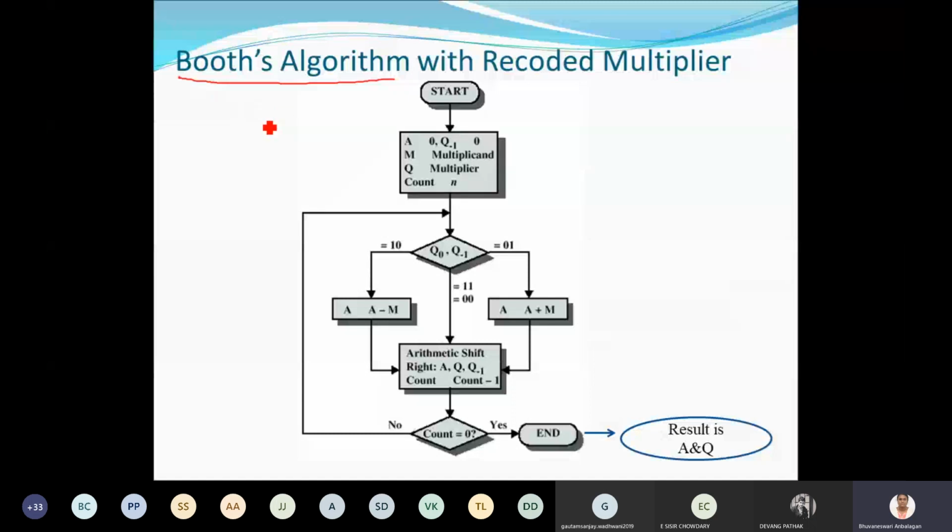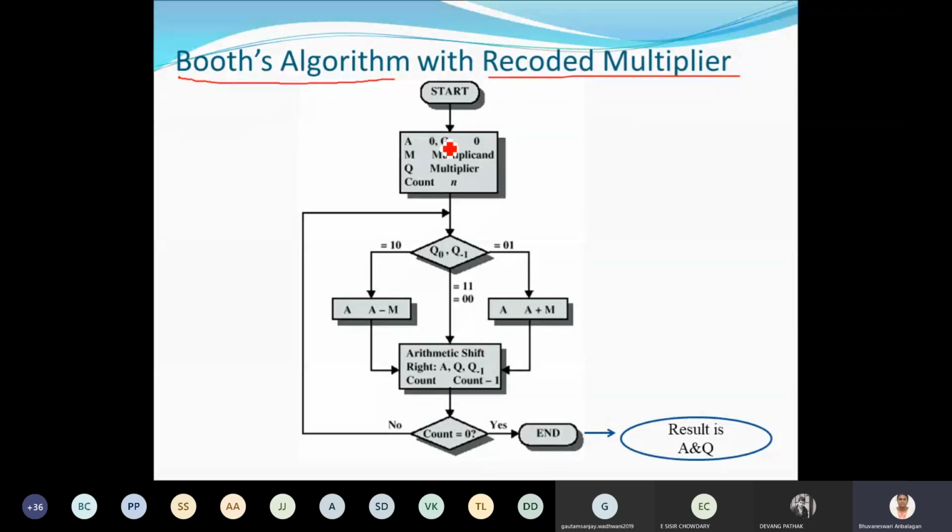We have seen an algorithm which will run only for positive numbers, that is unsigned numbers, that is the normal Booth algorithm. Now we are going to discuss the recoded multiplier which has been used in Booth algorithm. So what is actually a recoded multiplier? You will have a recode table upon which you are going to map the value which is recoded. That is called a recoded multiplier.